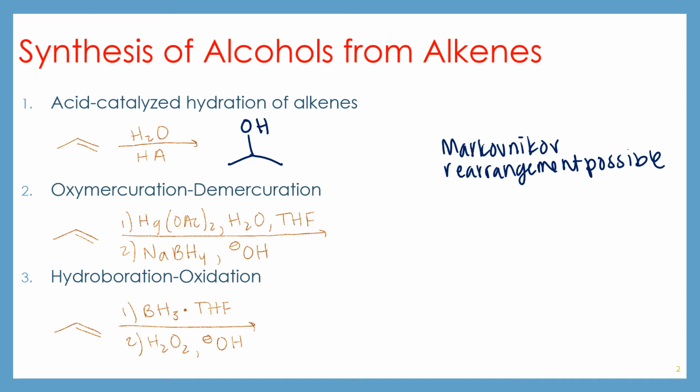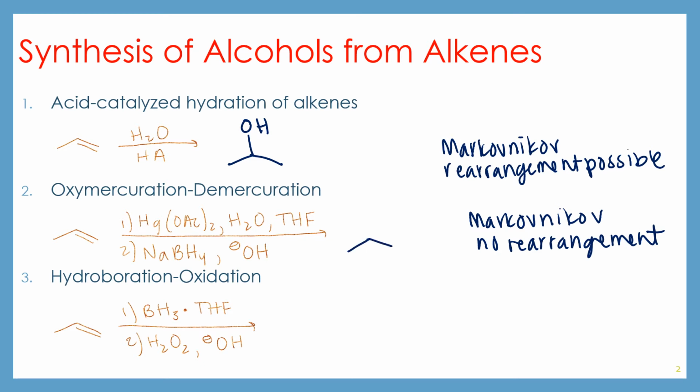Now our next one is oxymercuration demercuration. This one is also Markovnikov, but it has the fun caveat of no rearrangements are possible because it doesn't go through a carbocation intermediate. This is not the best example because you're just going to end up getting the same thing as you did when we did this reaction a second ago in acid catalyzed hydration. But if we did have a situation where this had rearranged, this would not.